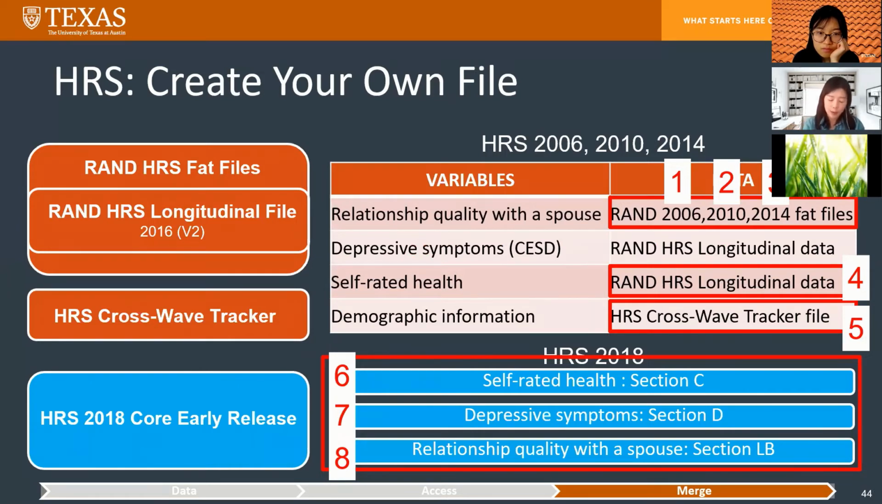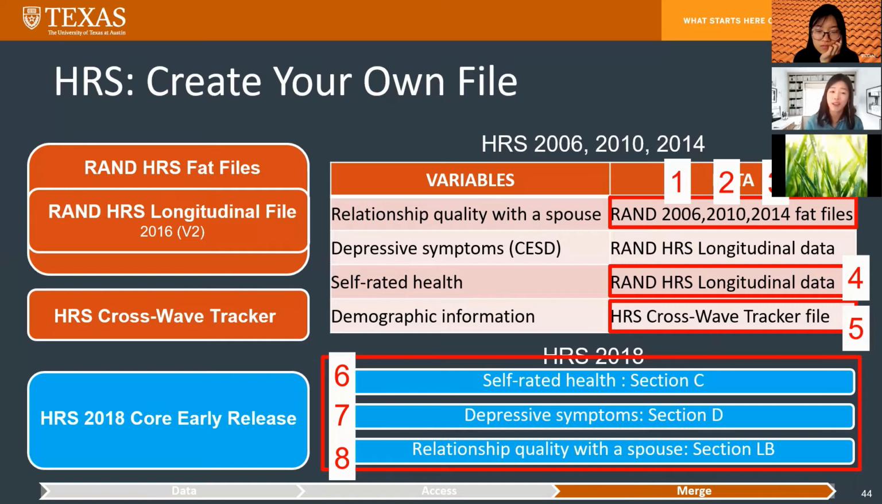And this is where I want to emphasize that if you are interested in using the HRS, use the HRS FAT files in all cases that you can, because the complexity of matching the HRS raw file is that you have to match section by section. So the whole HRS core isn't available as a single data set. Each section is available as a single data set.